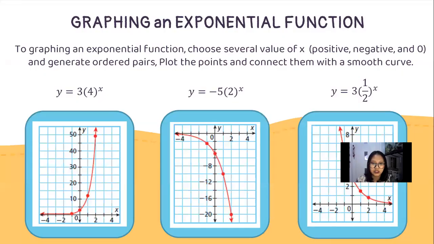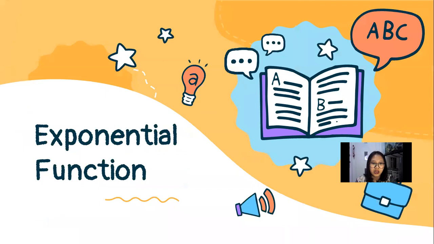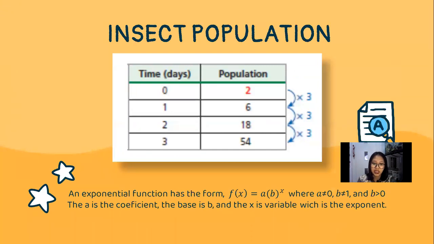Okay, so this is the end of the material about exponential function. We can recall that an exponential function is a function that has the form f(x) = a × b^x, where a is not equal to 0, b is not equal to 1, and b is greater than 0.